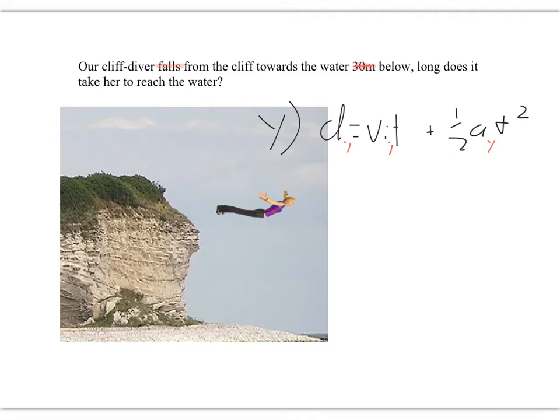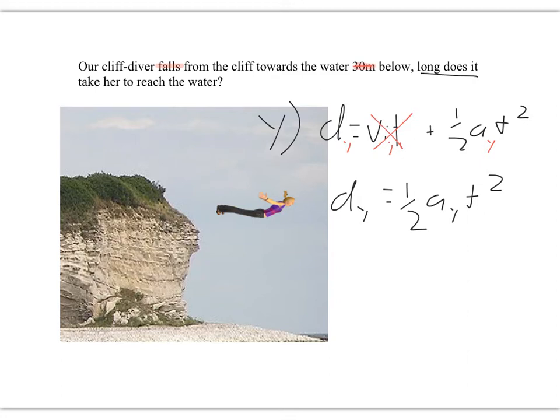Now, since she falls, there is no initial velocity, so that's kind of nice. If the initial velocity is equal to 0, this entire first term just cancels out, and I'm left with the simplified version: dy is equal to 1/2 times ay times t squared. Since it asks how long it takes her to reach the water, what I'm really interested in is the time.